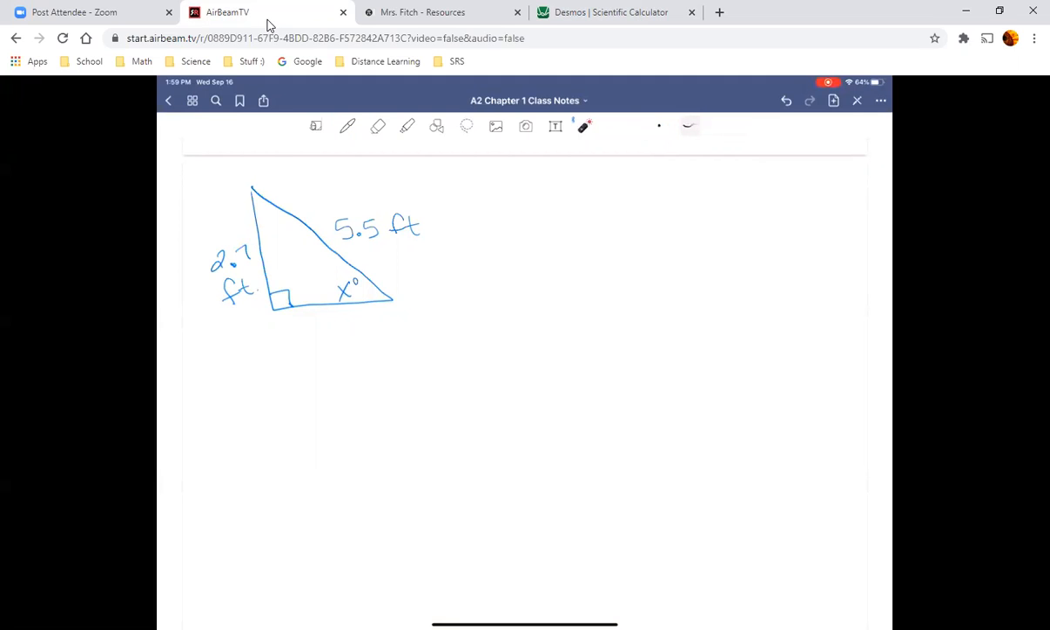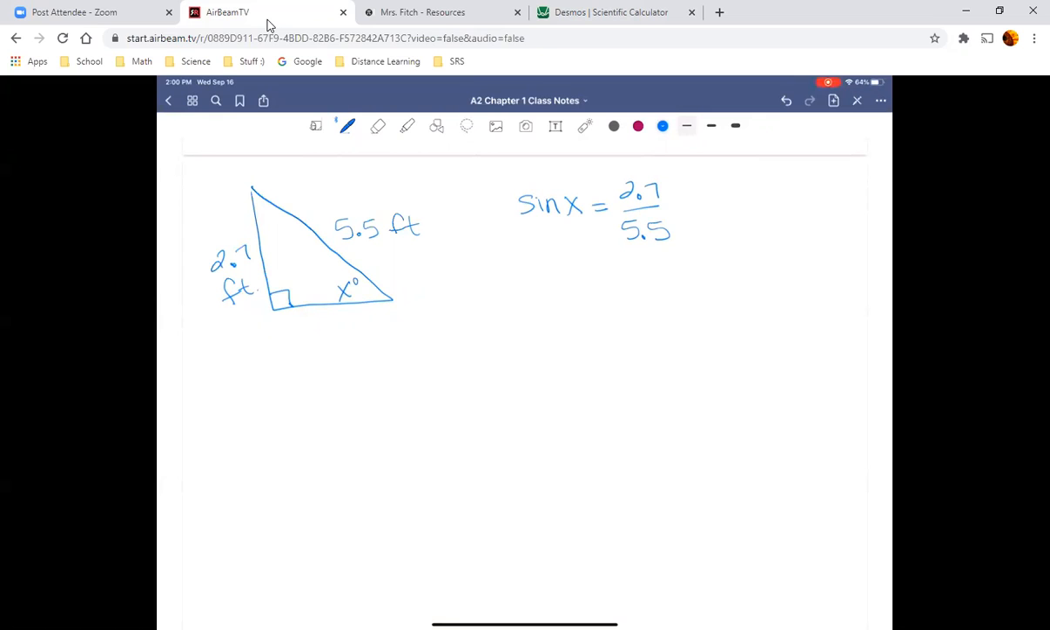So we got to figure out if we're using sine, cosine, or tangent. So from our angle, we have this one and this one. What are those two going to give us? That one's opposite, that one's hypotenuse. So that would give us the sine. So the sine of what angle? So that's the sine of x equals 2.7 over 5.5, right?